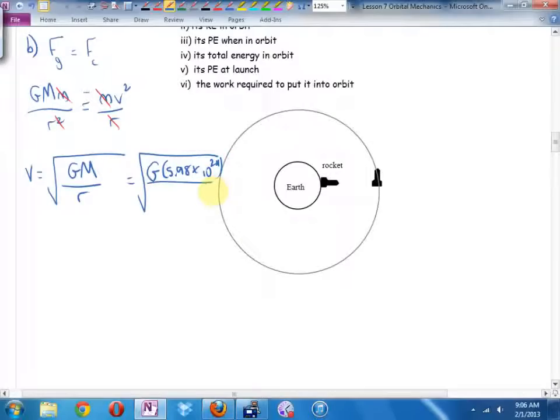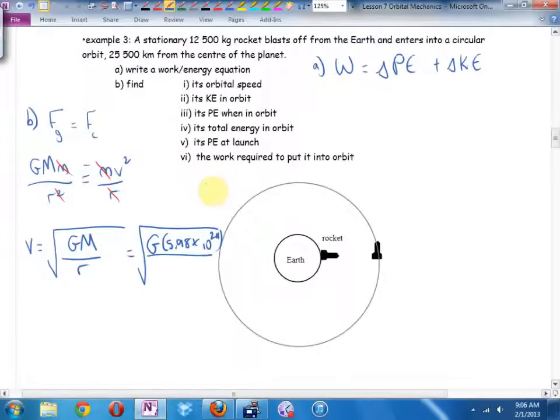R is orbital radius. What did we say it was? 25,500 kilometers, which is going to be 255,000. 2.55 times 10 to the 1, 2, 3, 4, 5, 6, 7. I'm going to write that right here. R equals 2.55 times 10 to the 7th, because that's easier to type than 25,500. Anyways, 2.55.